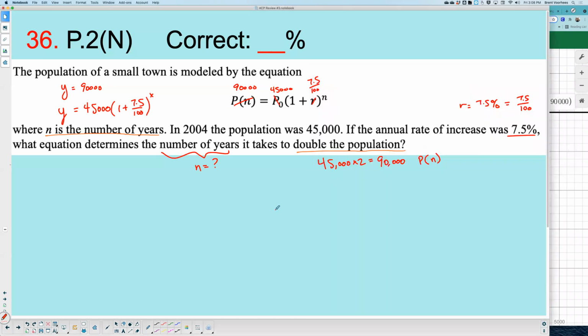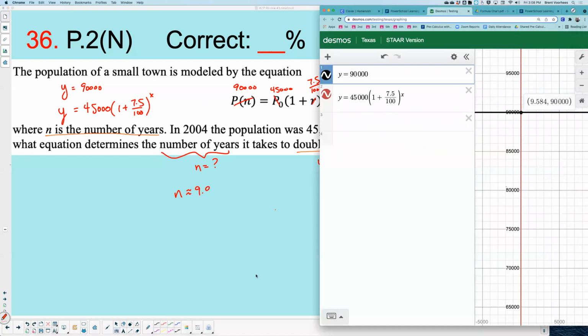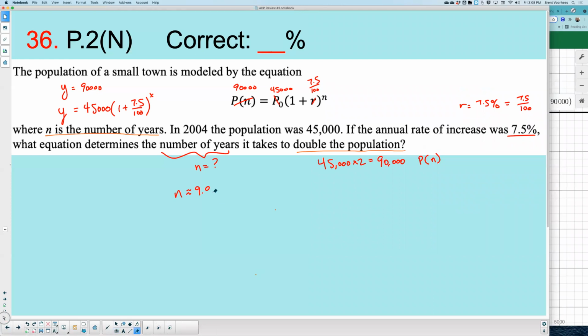9.584. Approximately. So if the n is 9.584, let me change that to 9.584 years. And I don't know how to round it, or what to round it to, but that would be the answer there.